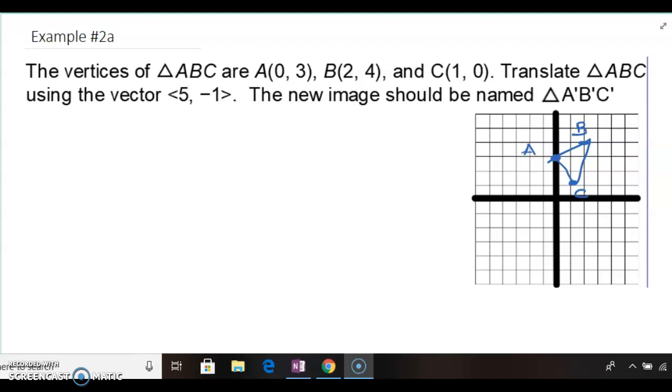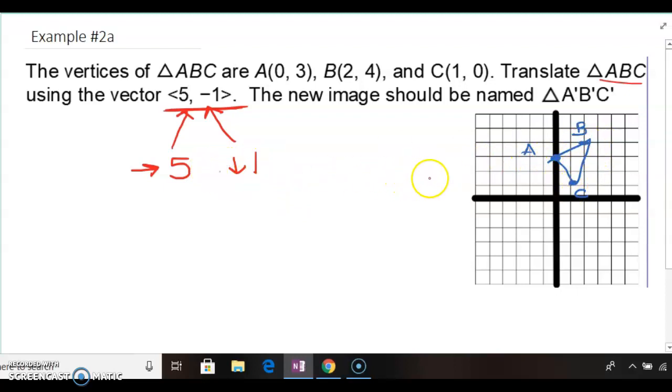All right, so let's look at this example. Now I already plotted my triangle here, so go ahead and do that on yours. So the coordinates are given, A is (0, 3), B is (2, 4), and C is (1, 0). And it tells us that we're going to translate this triangle using the vector <5, -1>. Okay, now let's recall back. This 5 tells us we're moving right 5, and this negative 1 tells us we're moving down 1. Okay, so we're going to move each of these 3 points right 5 and down 1.